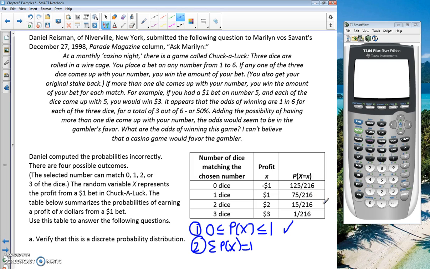If we add these together, they're all over 216, so I'm just going to add their numerators: 125 plus 75 plus 15 plus 1. I get 216. 216 out of 216 is 1, so we're good there.